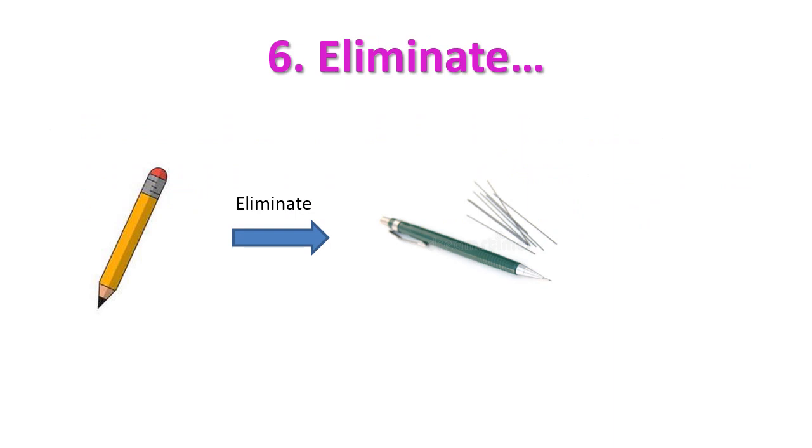In this example, we have a pencil. From the pencil, we just remove the outer wooden part. Then we will get this graphite lead. And this graphite lead will be used for a microtip pencil. When compared to the ordinary pencil, the microtip pencil's efficiency will be very good. So this is called elimination.